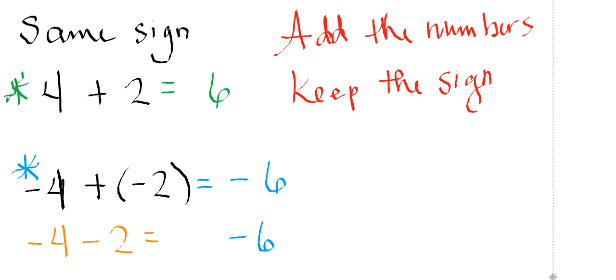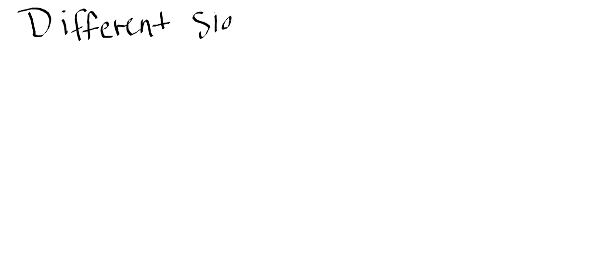Let me try to erase this all at once. Okay, so adding with different signs. So if I can get my pen to work again, different signs. Okay, so how about -4 plus 2? Let me fix my 4 there. Okay, so one of my numbers is negative, one of them is positive.